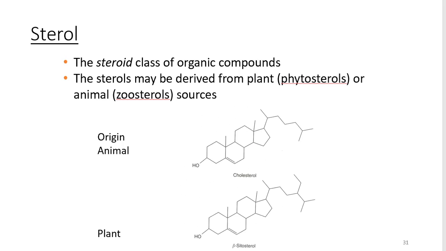Let's look at the sterols. Sterols are derivatives of steroids. They can be derived from plant or animal sources. One example is cholesterol. I think we are familiar with it. It's the major sterol found in animal lipids.